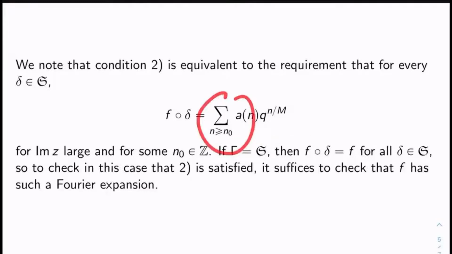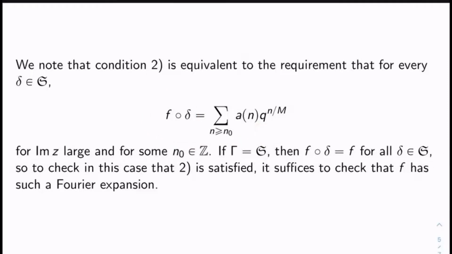It's a sum over n bigger than or equal to some integer n0 of a of n times q to the n over M, for the imaginary part of z large, and for some n naught in Z. n naught could even be a negative integer. Now, this is a little bit easier to think about. We're requiring that our f composed with deltas have certain Fourier expansions in q, in other words.